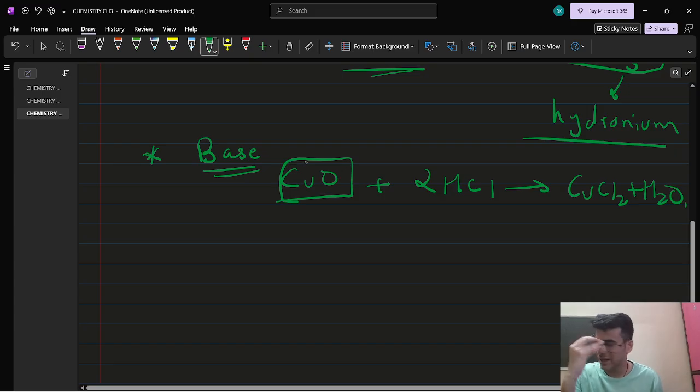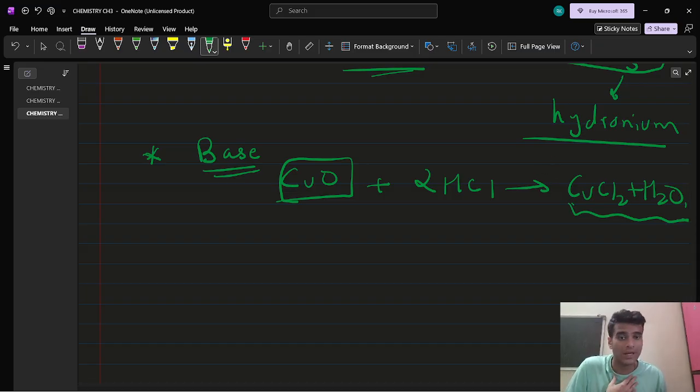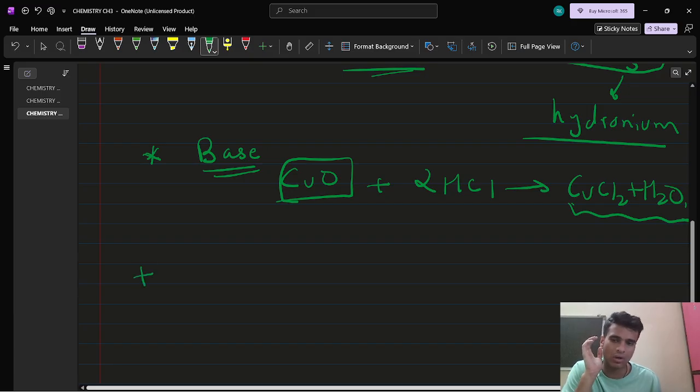Base is a compound which reacts with the hydronium ion of the acid to give salt and water only. This is a salt, this is a water. इतना ही आता है और कुछ नहीं आता when base is reacted with water. Example of base, so you know, CuO, Na2O, or all alkalis are bases. So base के example में confusion नहीं होना चाहिए.